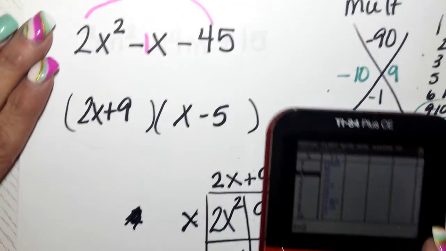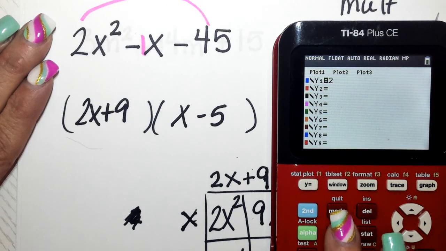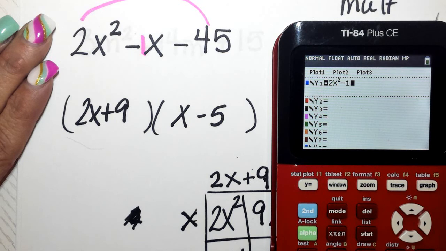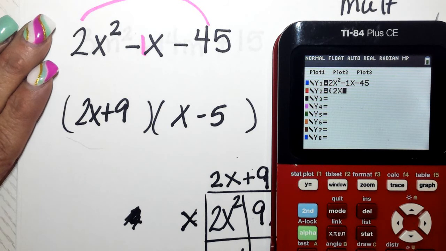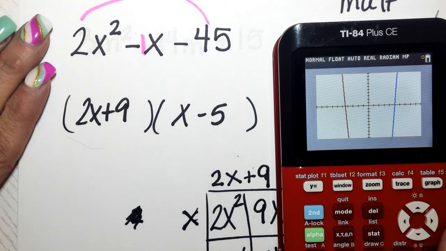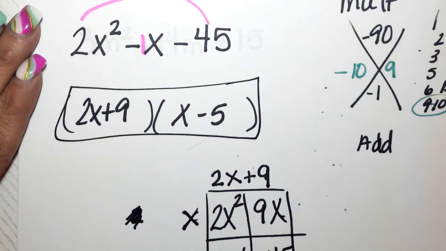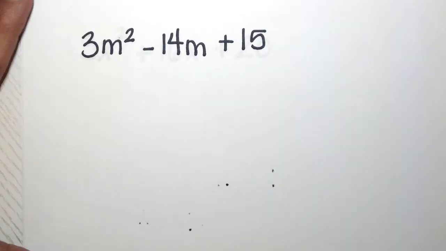Okay, let's check it. So y equals, you can just watch, 2x squared minus 1x minus 45. 2x plus 9, x minus 5. Oh, let's graph it. There's 1. Oh, it went right over it. Bam, done.